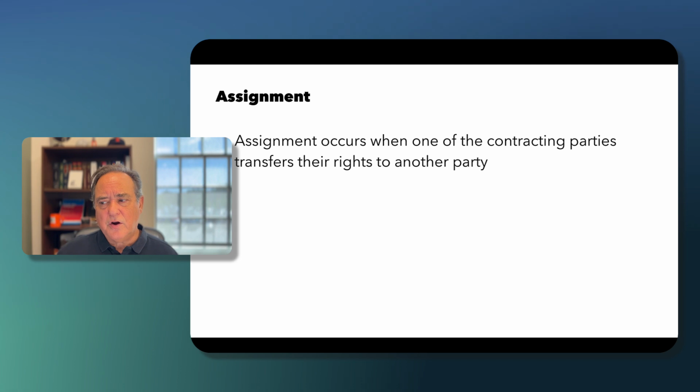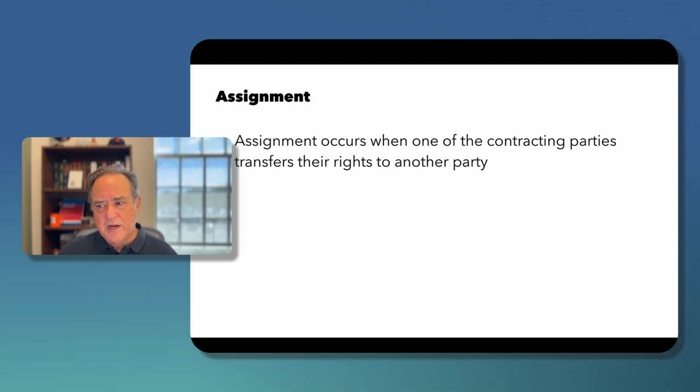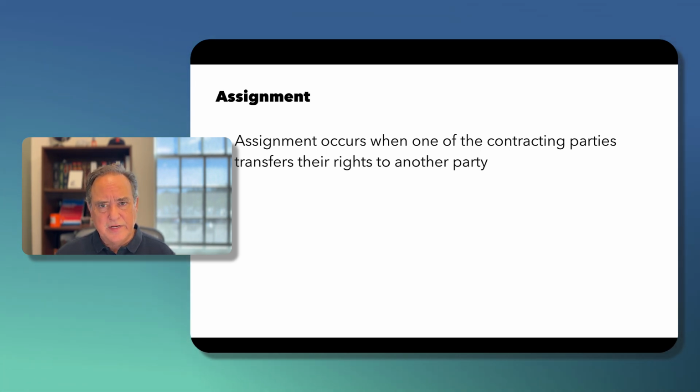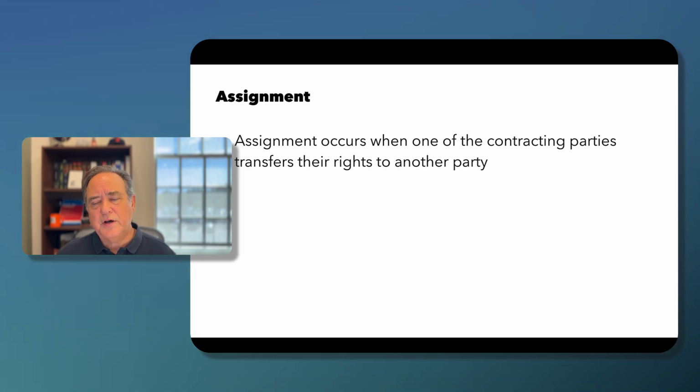So assignment occurs when one of the contracting parties, the one who has duties and obligations under the contract, transfers their duties and their obligations, as well as their rights, to another party. The first party is called the assignor. The second party is the assignee.